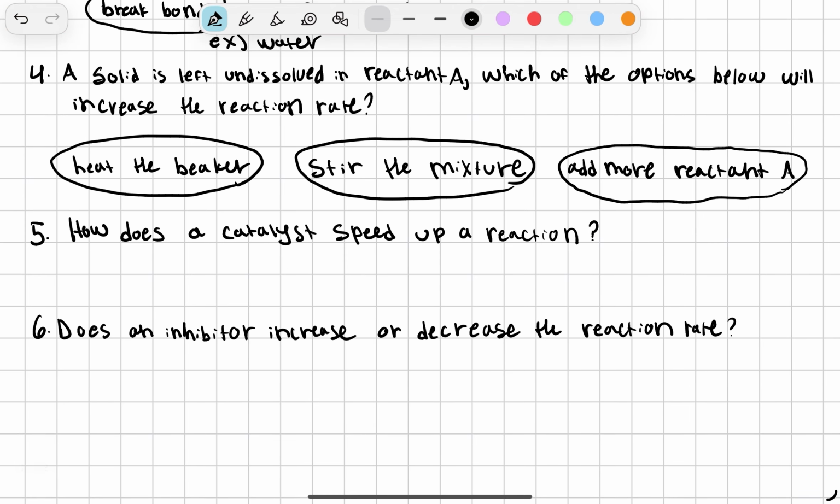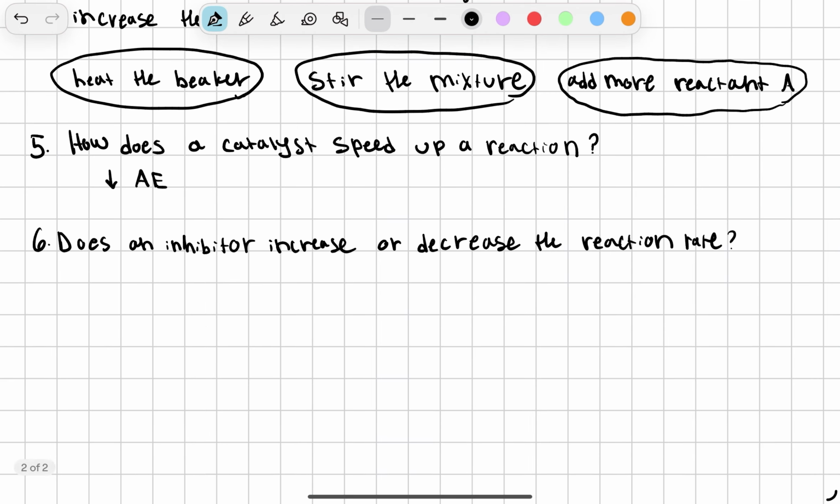How does a catalyst speed up a reaction? Well, it decreases the activation energy needed. Does an inhibitor increase or decrease the reaction rate? An inhibitor decreases the reaction rate.